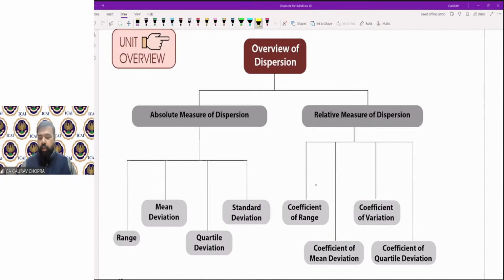Great. So, welcome, everybody. And in today's class, we are beginning with a new topic, that is measures of dispersion. Yes, so we are beginning with measures of dispersion.